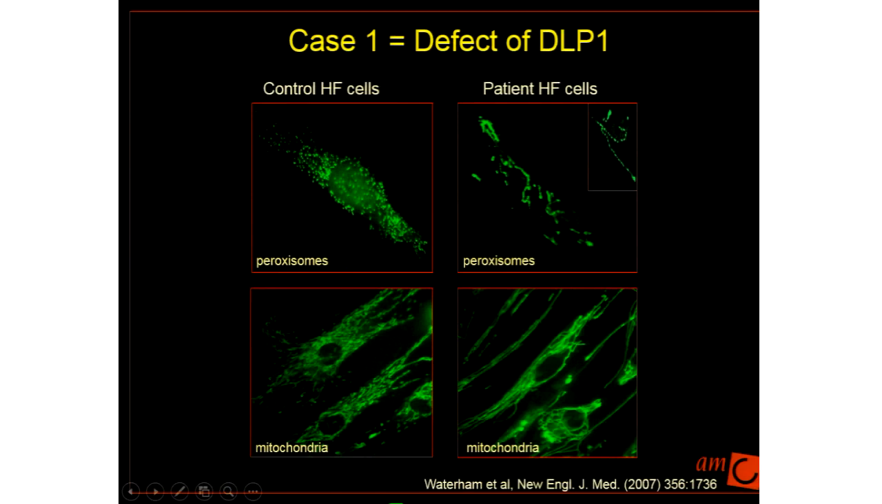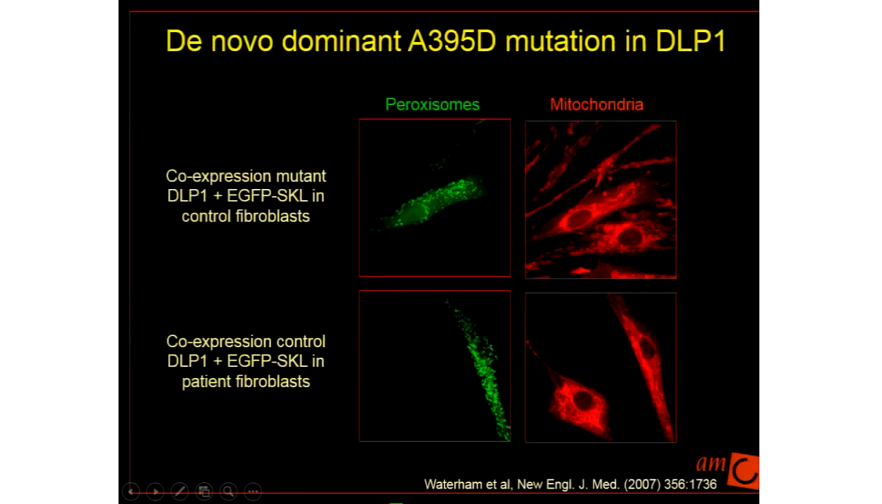And there were a couple of candidate genes known at that time, including the DLP1 gene. So this was the gene that we sequenced first, and indeed we found one heterozygous dominant mutation in the DLP1 gene. And the interesting thing is that if we overexpressed the mutant DLP1 in the control cell line, we could convert the control cell line into this typical mutant cell line with these elongated mitochondrial structures.